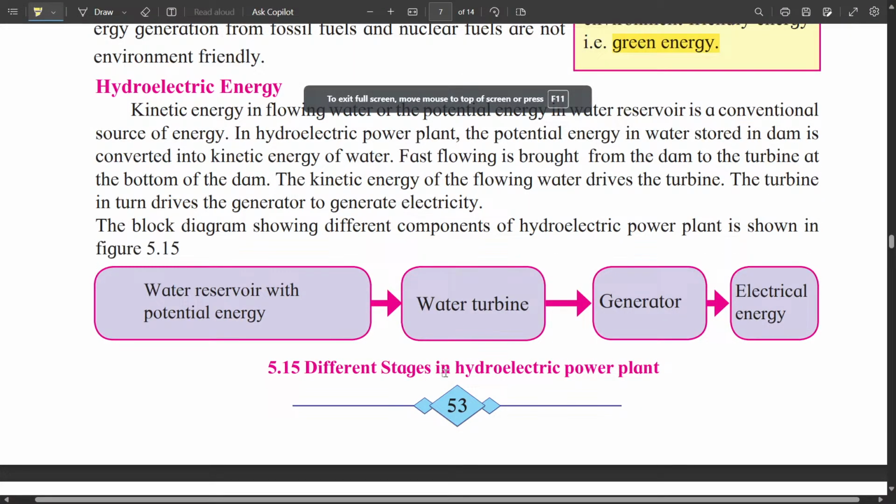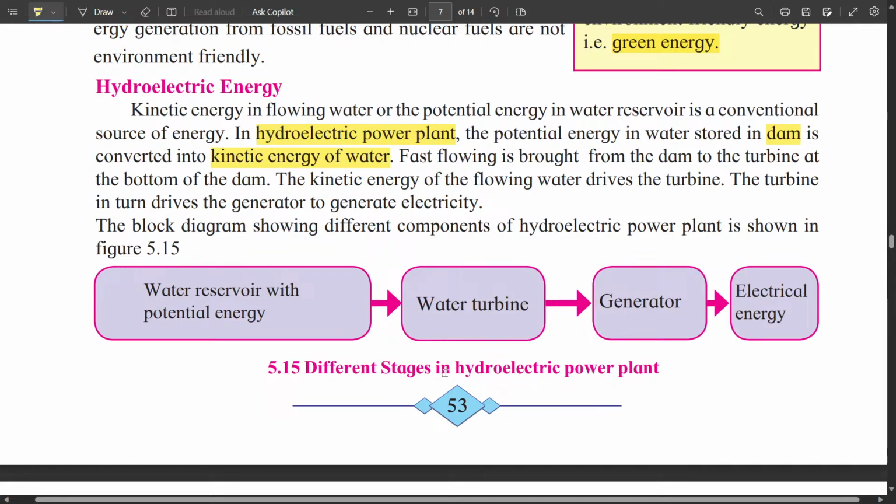Hydroelectric energy. Kinetic energy in the flowing water or the potential energy in the water reservoir is a conventional source of energy. In hydroelectric power plant, the potential energy in water stored in a dam is converted into kinetic energy of water.